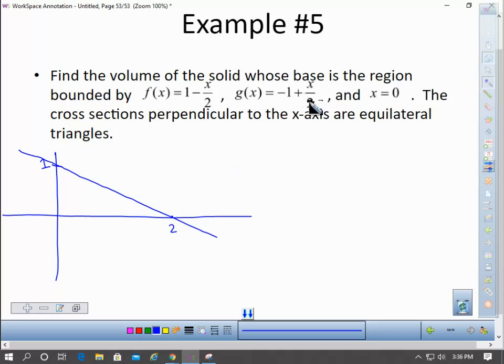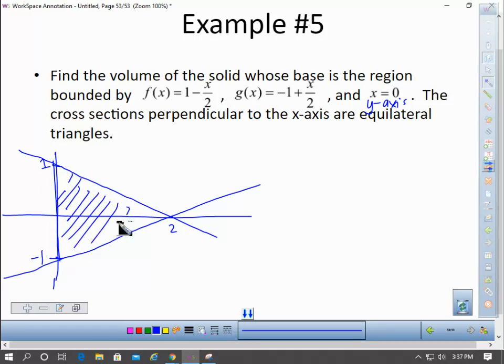And then this other function has a y-intercept of -1. So I'm down here at a y-intercept of -1 and a slope of +1/2. So I'm up 1 over 2. So that means it's a line going this way, intersecting at the same point. So this is the negative sloped line. This is the positive sloped line, g of x. And then we have x equals 0, which, of course, is the y-axis. So then we've got the y-axis in here. So we're looking at this triangular region right here. That's our triangular region that we're going to build something on.